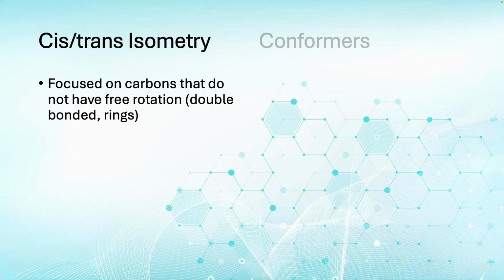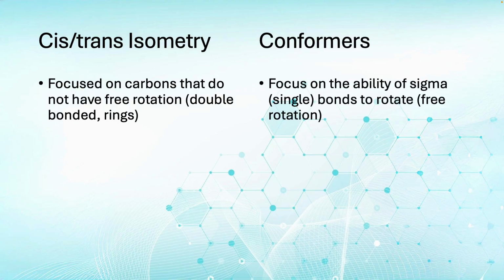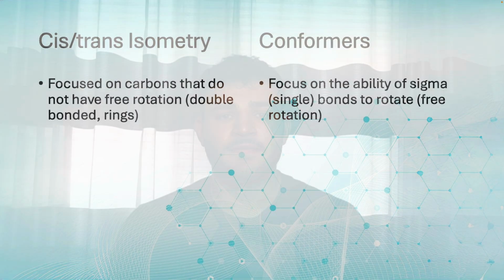However, conformers or conformational isomers are almost the opposite. Conformational isomers focus on the ability of sigma bonds to rotate. In the next video, I'll introduce conformational isomers and a new type of structure we need to understand in order to draw conformers.